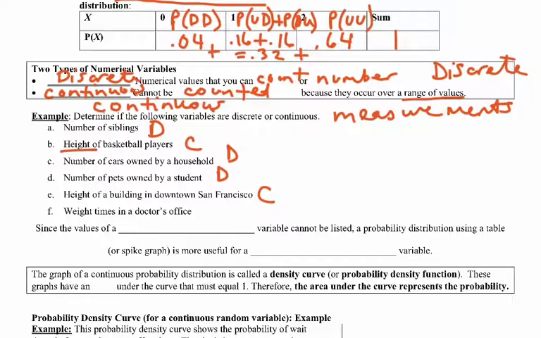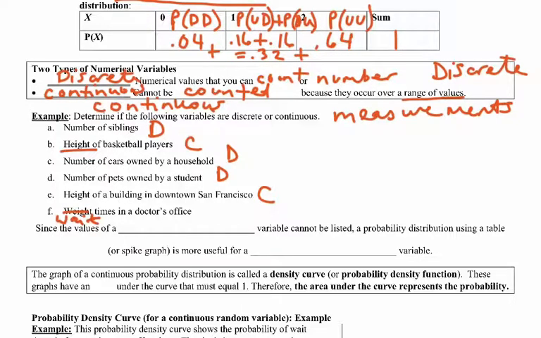Wait times in a doctor's office, and I just realized wait is spelled wrong. This is like the weight that you measure on a scale. I think what they meant, because they said wait times, was how long you're sitting there. So the wait, W-A-I-T, wait times in a doctor's office. And again, the time that you're sitting there, time is a measurement.